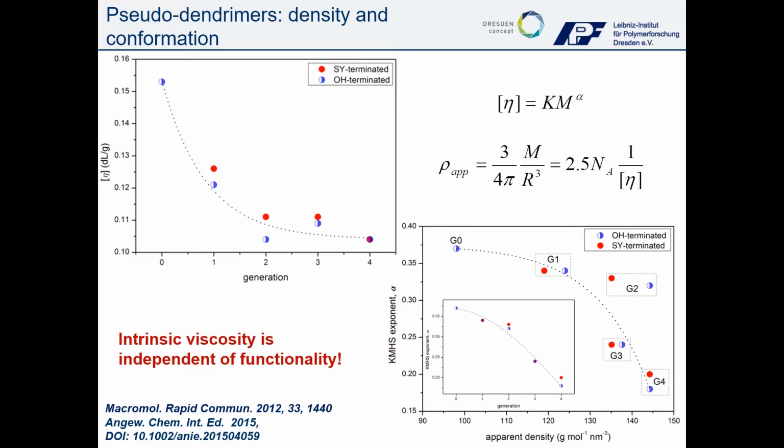Now, much more interesting is also the dependence of this intrinsic viscosity on the molar mass in terms of the Kuhn-Mark-Houwink exponent alpha, which shows that with the generation number we have a decrease of this alpha exponent, showing again a very compact structure with every single generation, but also we have an increase of the apparent density, which confirms this kind of behavior and can be obtained also from the intrinsic viscosity, taking into account this equation.